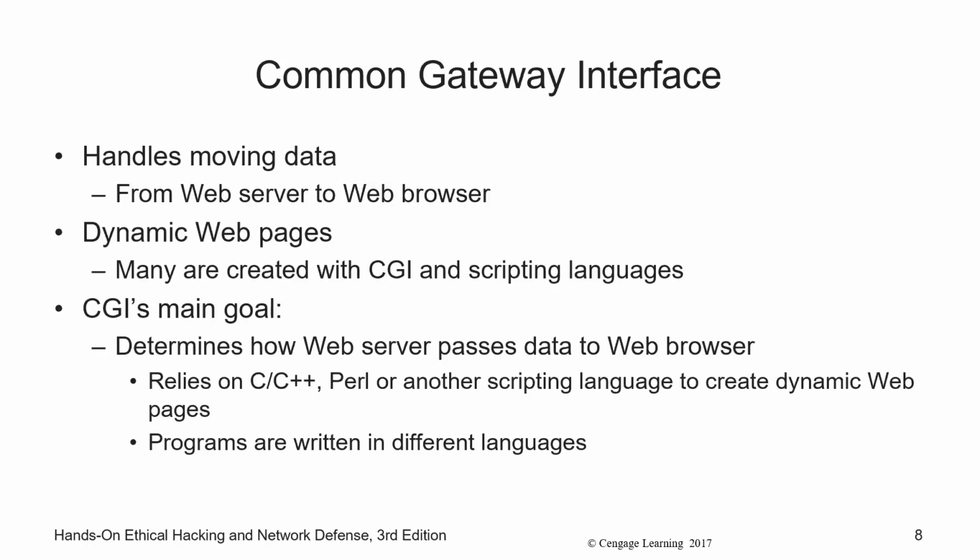CGI, you've probably heard of it. It's called the Common Gateway Interface. It handles moving data from the web server to the web browser. This is when we talk about dynamic web pages. Many of the scripting languages on the server side are built around CGI. And CGI's main goal is to determine how the web server passes data to the web browser, so it relies on whatever scripting language you're writing in. You can have PHP run as CGI, Perl run as CGI, C and C++ run as CGI. It doesn't really matter.